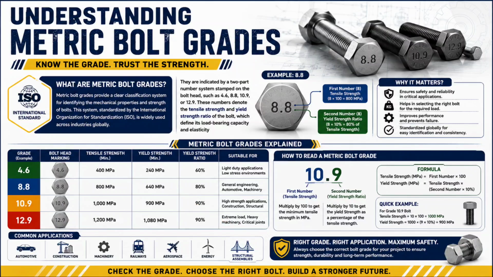Typical examples of different metric bolt grades are explained below. You can observe in this tabular column. If the bolt grade is 4.6, the ultimate tensile strength of the material will be 4 into 100, that gives you 400 MPa, and the corresponding yield strength will be 0.6 multiplied by 400, that corresponds to 240 MPa. So the yield strength ratio will be 60%.